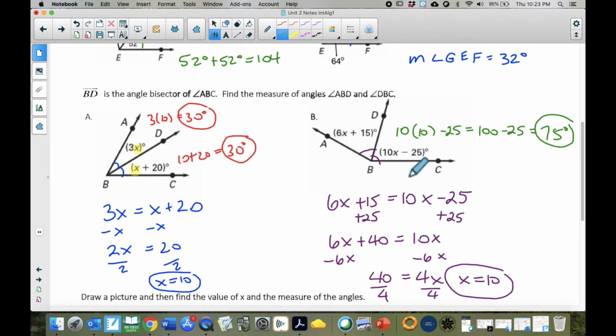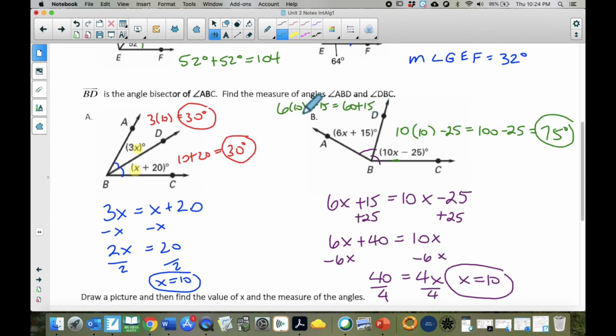Okay, so for this first one, I'm going to plug in my x. I'm going to plug a 10 in there, and that's going to give me 10 times 10 minus 25. That's 100 minus 25, and that is 75. When I go to the other one, I should get 75 again. Let's check.